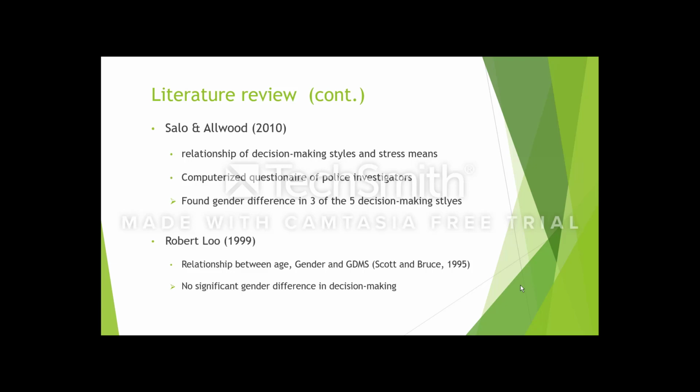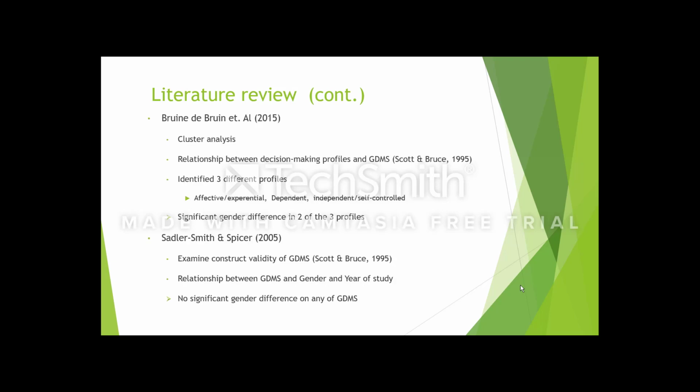Females show a lower score on rational and a higher score on dependent and avoidant styles than male participants. Robert Loo used a sample of 223 management undergraduates to examine the relationship between the demographic variables of gender and age and the decision-making styles according to Scott and Bruce. He conducted a t-test, and that also showed that there was no significant gender difference on any of these 5 decision-making styles.